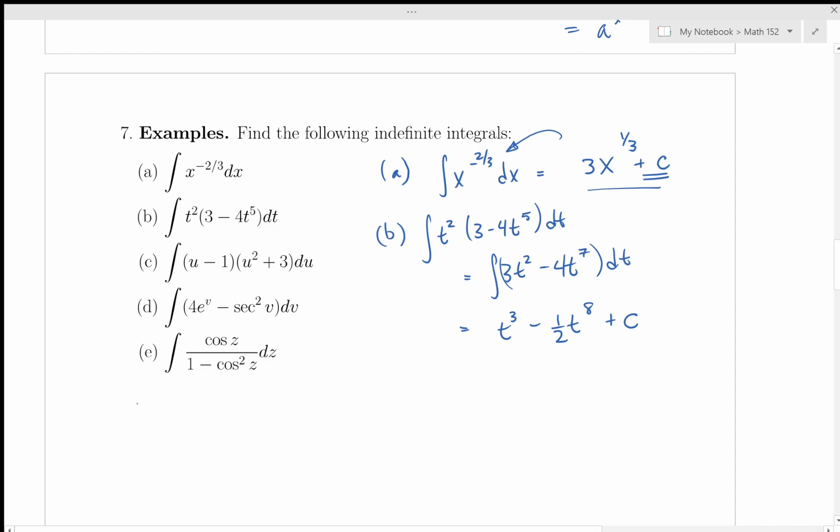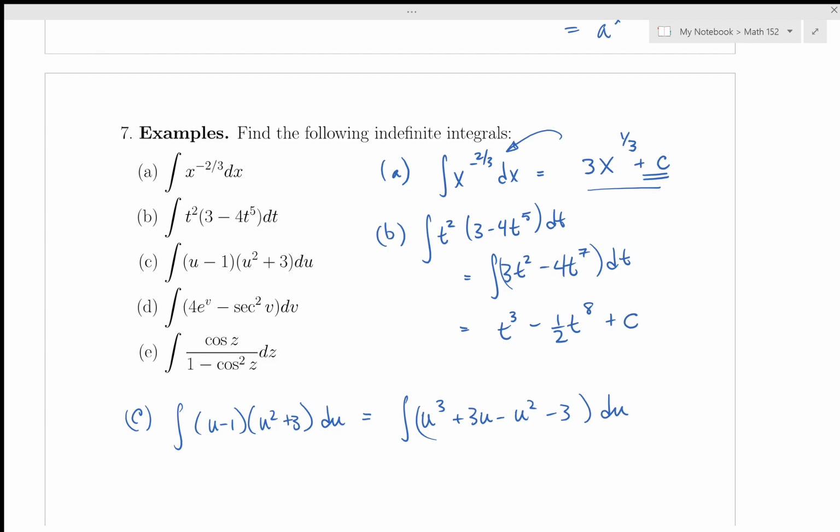Okay, similarly, question number C, the integral of (u minus 1)(u squared plus 3) du. I find it very easy to do this for polynomials when they're not factored, so I'm going to expand this polynomial, and I will get u cubed plus 3u minus u squared minus 3 du. So I'm just expanding that polynomial, multiplying u times u squared and u times 3, multiplying minus 1 times u squared and minus 1 times 3.